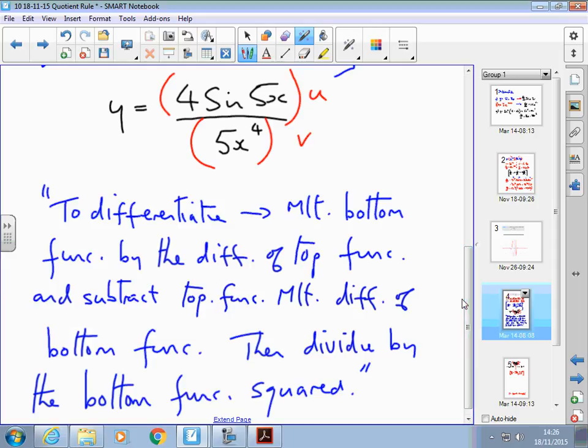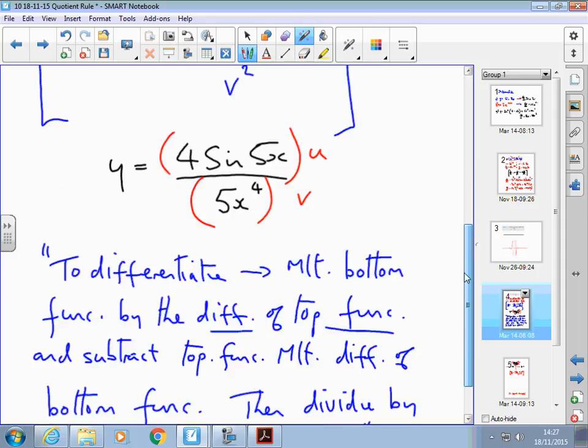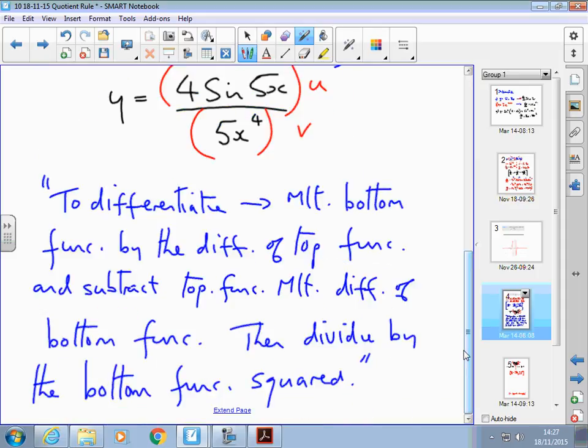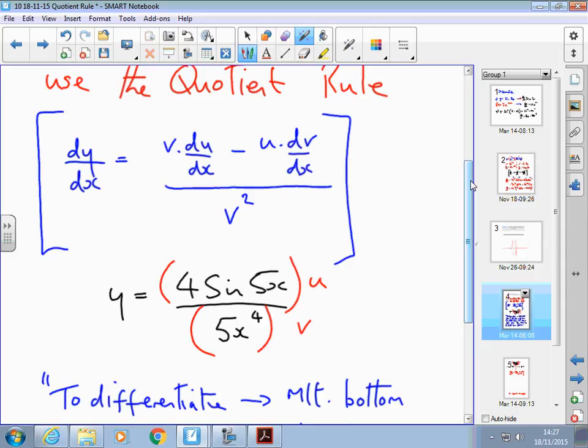And this rule, stated in words, is this. To differentiate, you multiply the bottom function by the differential of the top function and subtract, that's what that's saying here, the top function multiplied by the differential of the bottom function. And then finally, this is the difference to the product rule, we divide the whole lot by the bottom function squared. So in words, that's what we're going to do. So it's a bit more long-winded. And when we get to the simplifying bit, it takes a little bit more time to simplify it, and the algebra might look a bit awkward to you. But again, bear in mind, so long as you're following the rule, you should be okay.